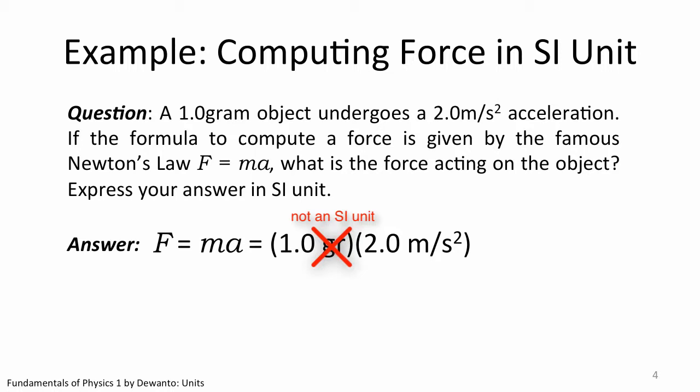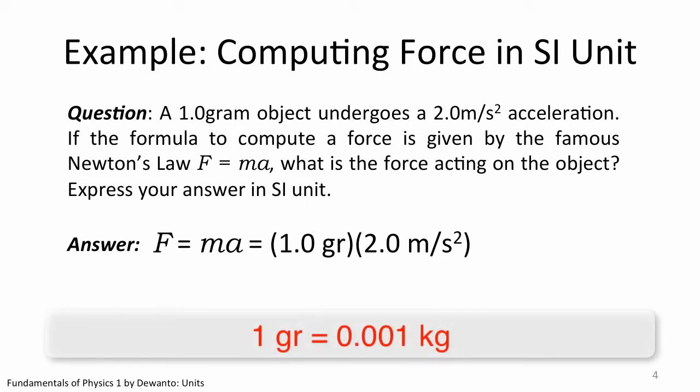The base unit or SI unit of mass is kilogram, so we need to convert the unit from gram to kilogram. We know well that 1 kilogram is 1000 gram, or to put it the other way around, 1 gram is 0.001 kilogram, or 10 to the power of minus 3 kilogram.